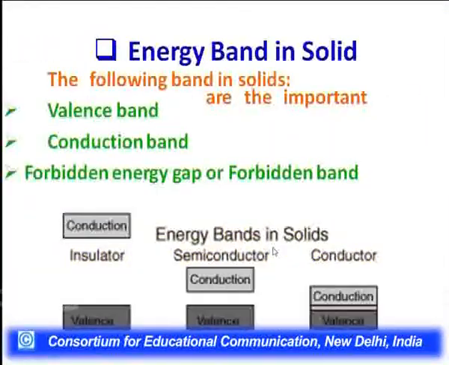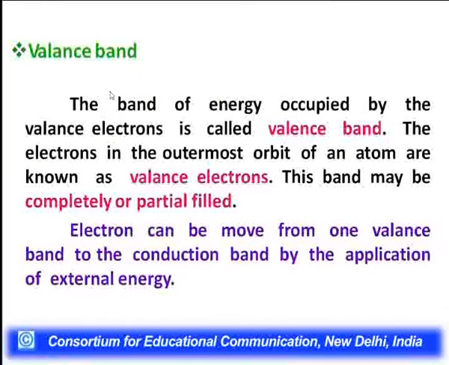We are talking about the valence band, conduction band and the forbidden band. First we start with the valence band. What is a valence band? The band of energy occupied by the valence electrons is called the valence band.